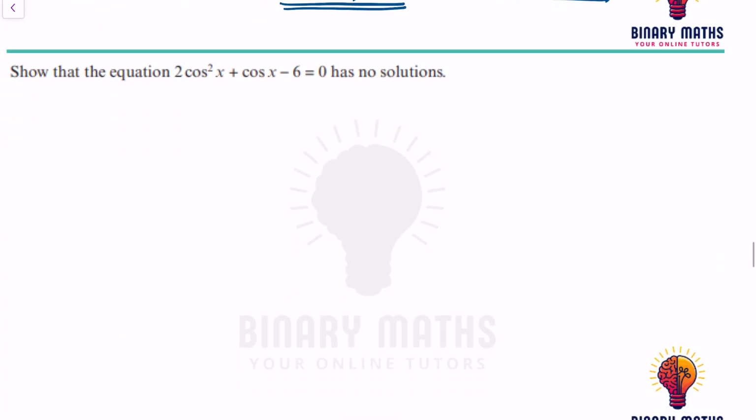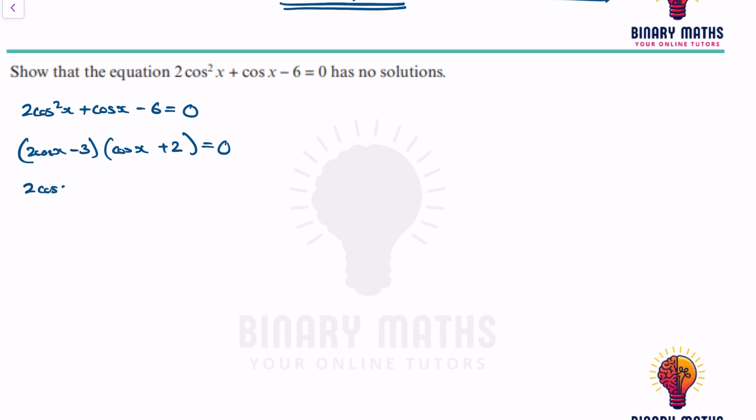Next equation, question. Show the equation 2 cos squared x plus cos x minus 6 is equal to 0 has no solution. So 2 cos squared x plus cos x minus 6 equals 0. It can be factorized, so let's factorize it. I get 2 cos x in one bracket, cos x in the other. I have to have a negative 3 and a 2. I need the negative 3 here and the plus 2 here, because then I get negative 3 cos x plus 4 cos x, which is 1 cos x.